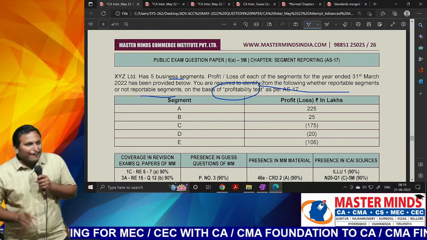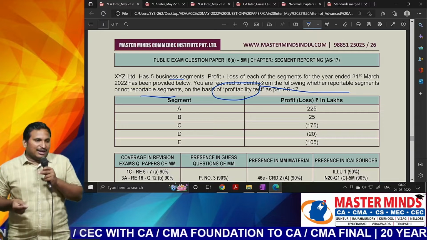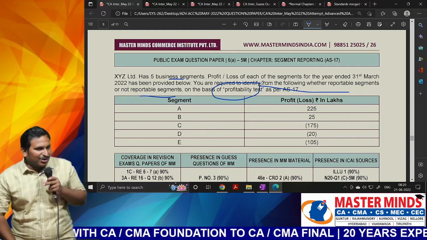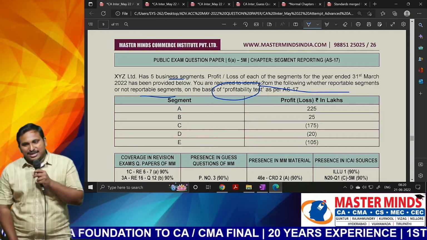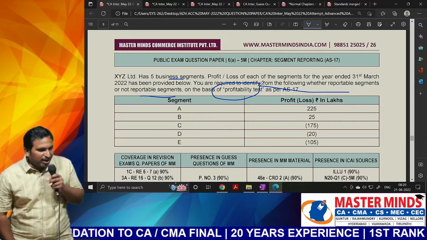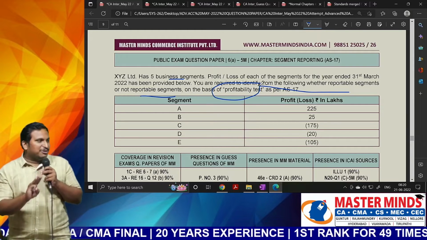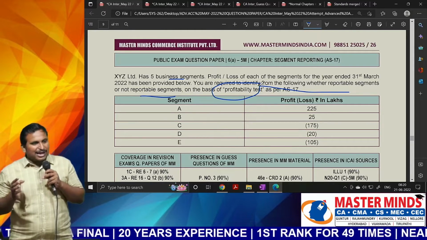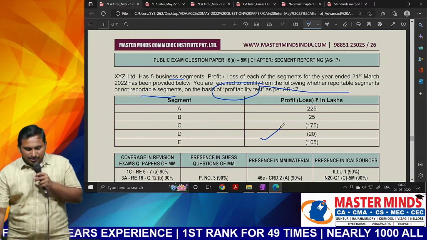Don't worry. There we communicate 3 tests, sir. One is based on revenue, one is based on result, the other one is based on asset. Revenue in the sense sales, result in the sense profit or loss. Then the third one assets. Like the 3 tests will be there. There are questions where we cover all the 3 tests, sir. Now they have given only single test for this many marks.